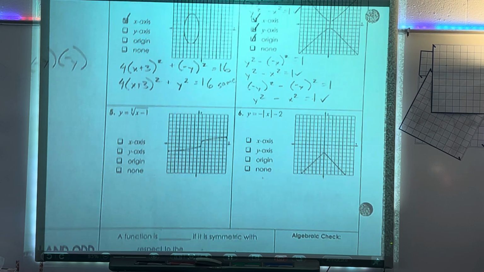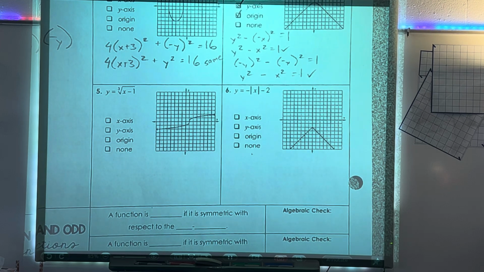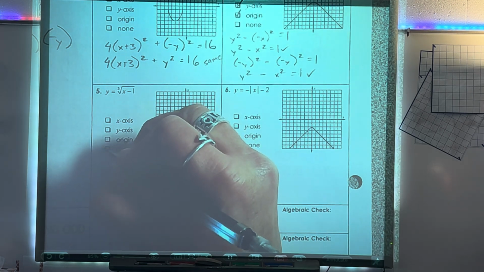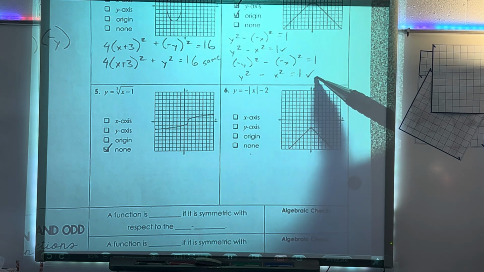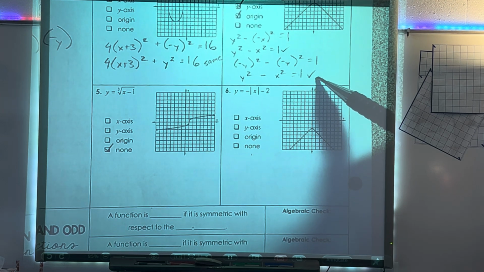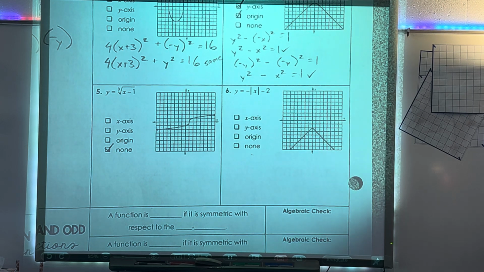Okay, so this one right here, does it look like x-axis? No. Does it look like y-axis? No. Does it look like the origin? No. Good, cause it's not any of those. So that one is none. I could prove it by, honestly, probably the best way would be changing both of them, because if you change both, it should prove that good enough. But since I'm saying no, I'm not needing to prove myself.